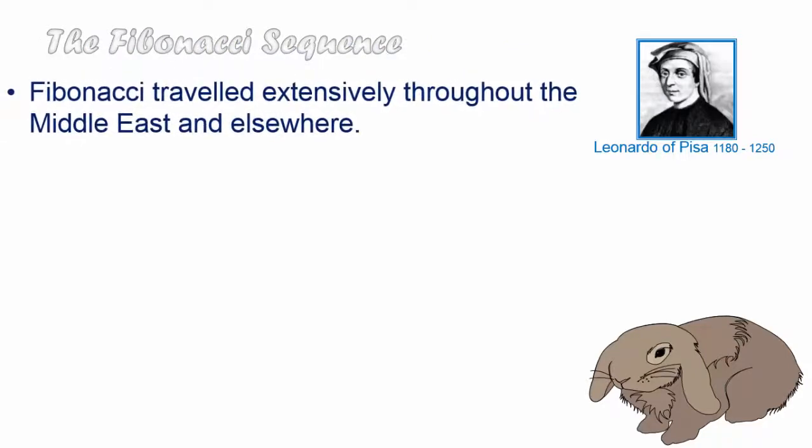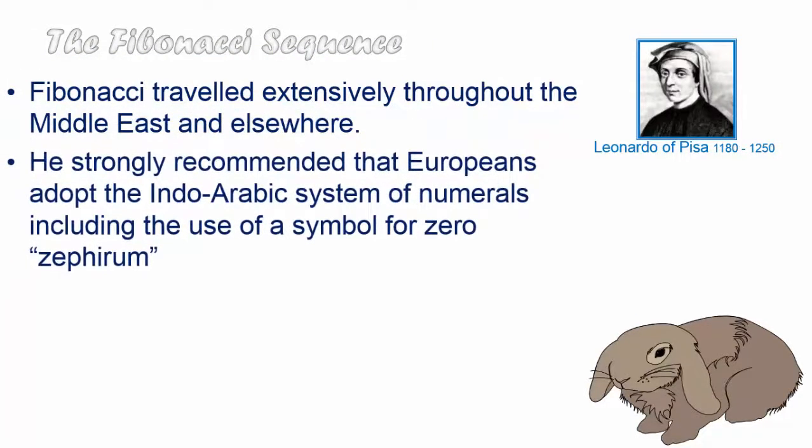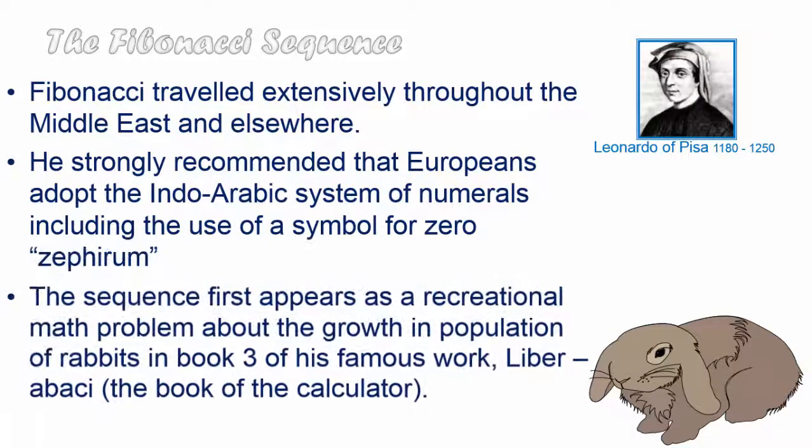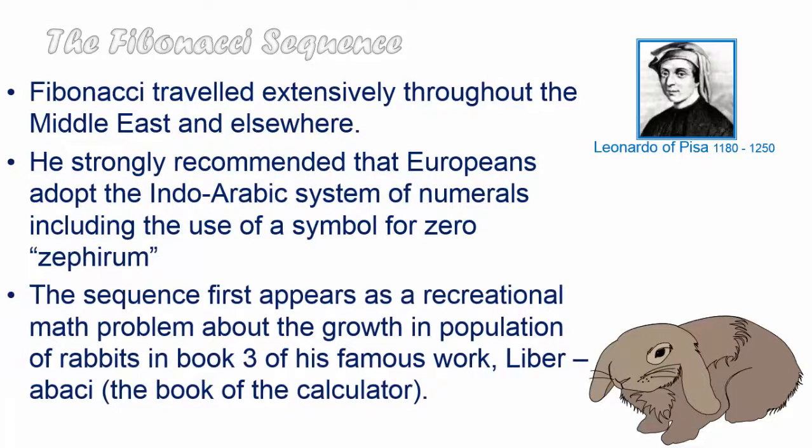Now, Fibonacci was extremely well traveled, and he traveled throughout the Middle East and elsewhere. He strongly recommended that Europeans adopt the Indo-Arabic system of numerals, including the use of the symbol 0 or zephyrium. The sequence first appears as a recreational math problem about the growth in population of rabbits in Book 3 of his famous work, just mentioned, Liber Abaci, the book of the calculator.